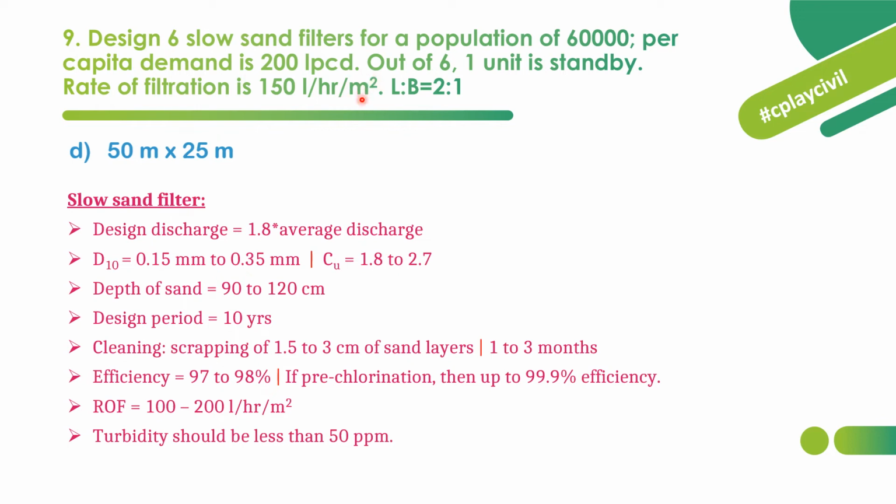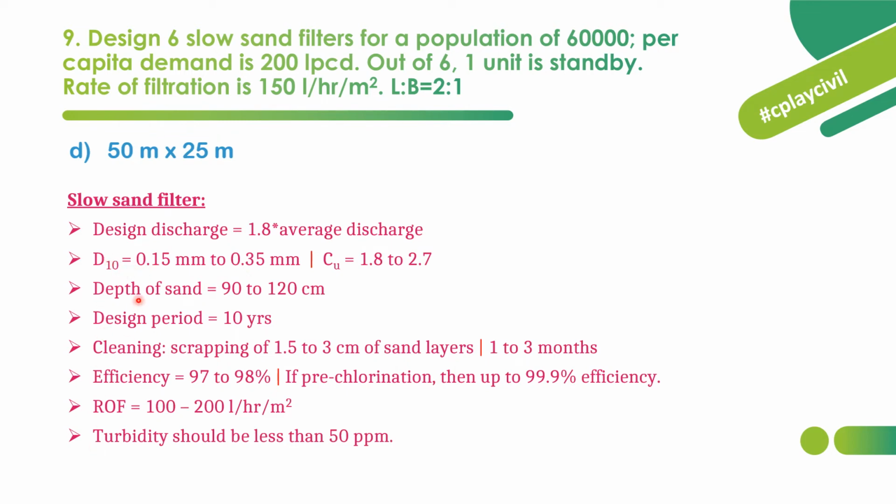If we find the area of one filter unit, we can get the dimensions using the number of slow sand filters that we require, that is 5 plus 1. 5 filters will be in operation and 1 unit will be in standby. So this is a simple calculation, but we should be aware that the design discharge value to be taken is 1.8 times the average discharge, that is nothing but the MDD value. These discharge design values, MDD, MSD, are dealt with in the video on water quality and basic treatment methods. Please watch this suggested video so that we can be aware of what the MDD and MSD values are.